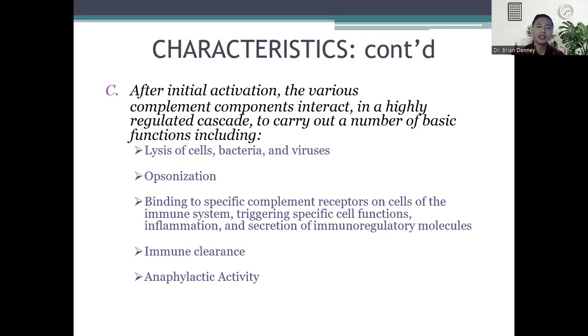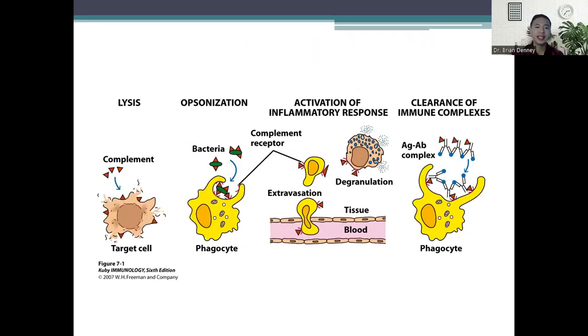So I want to direct your attention from the last arrow there. It says there, anaphylactic activity. That is actually one of the side effects of your complement system. And later you will know that there are many side effects of the activation of your complement system. But I will teach you a hack, how our body actually evades these side effects. So again, lysis, opsonization, inflammatory response, and immune clearance.